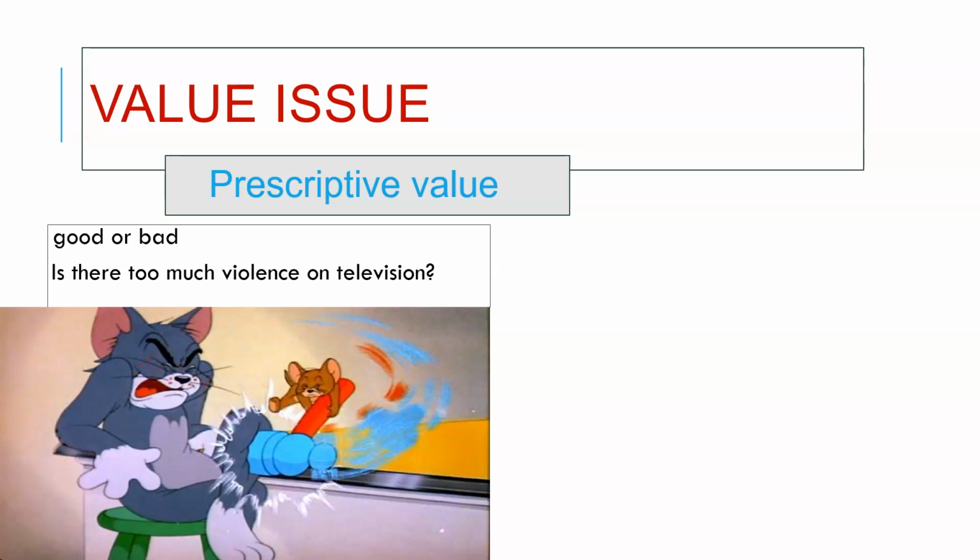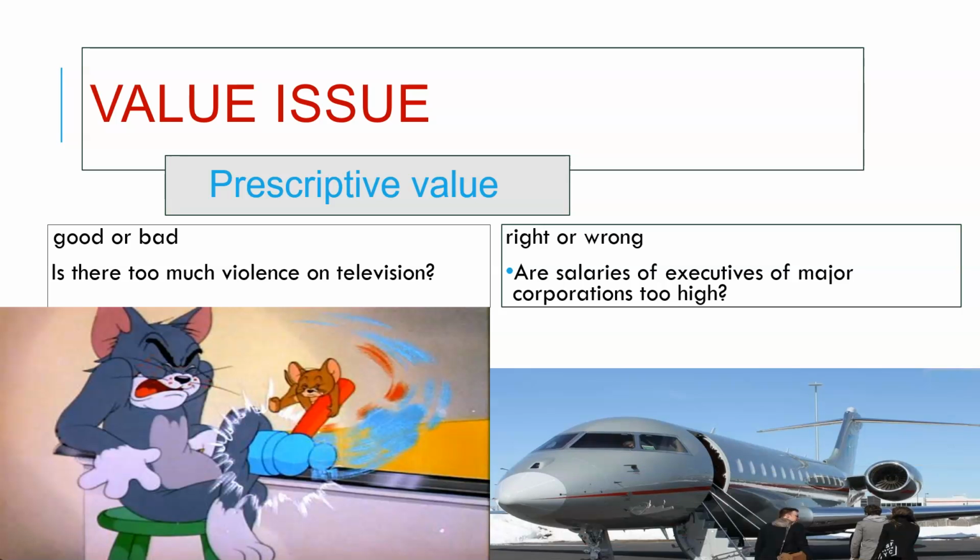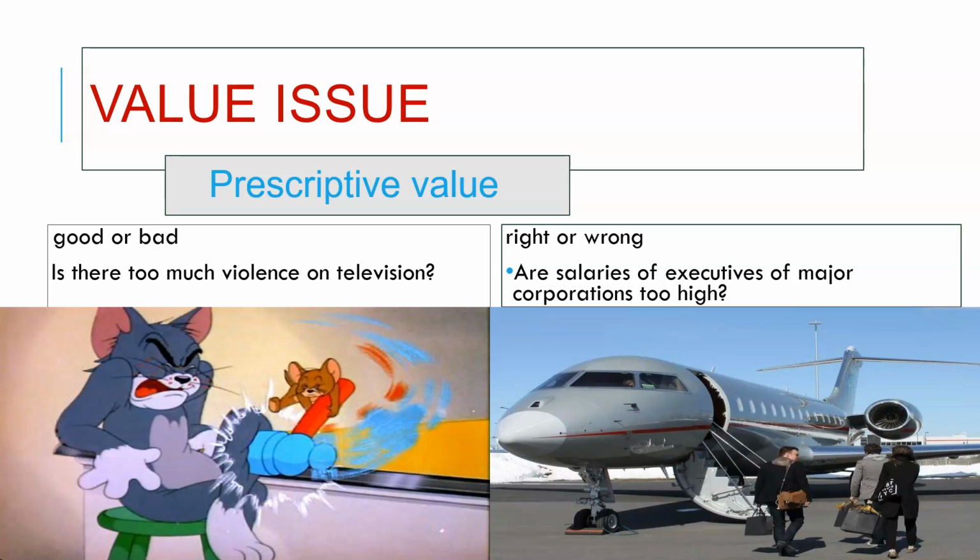They also talk about issues as right or wrong. Are salaries of executives of major corporations too high? Well, if I think that there's nothing wrong with their salaries, I'm going to think, no, they're not too high. They're perfect. They should be able to get however much money they earn, and they should be able to get bonuses in the millions. That's not a problem.